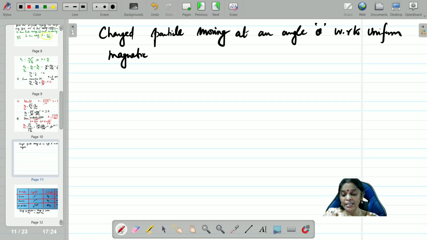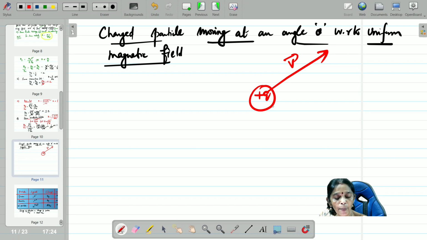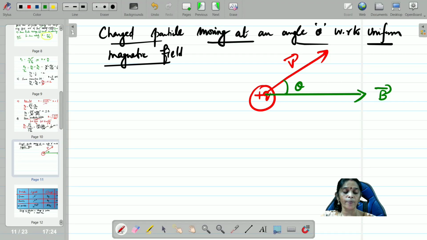This is only 3 minutes time, children. Only within 3 minutes you will be able to learn this concept. Now quickly let us see. This is a charged particle moving at a velocity v in a uniform magnetic field, but it is not moving perpendicular, but at an angle theta.